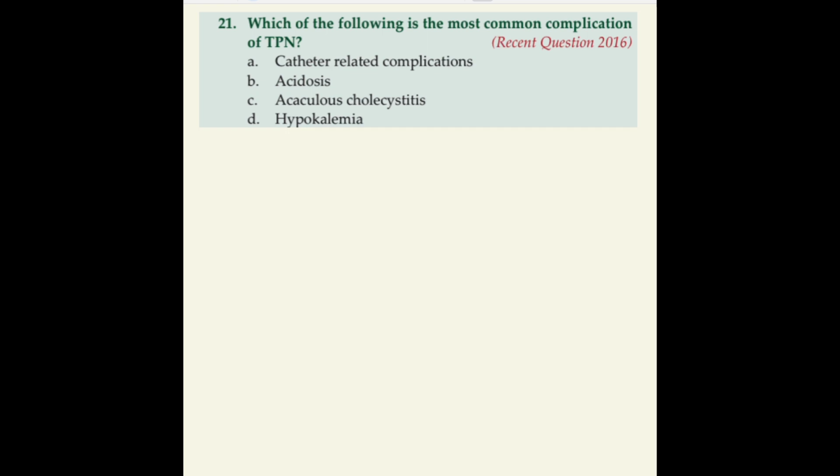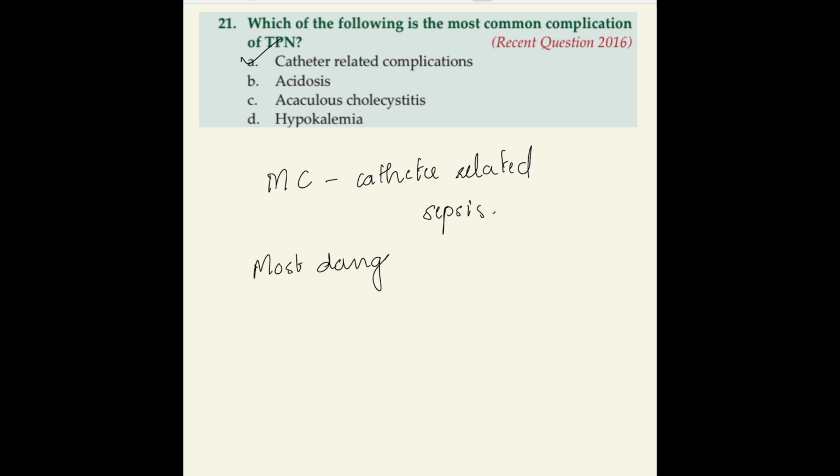Which of the following is the most common complication of TPN? Catheter-related complications, acidosis, acalculous cholecystitis, hypokalemia. The most common is catheter-related sepsis. This is the most common complication. What is the most dangerous complication? Yes, it is a pneumothorax. So the answer to this question is catheter-related complications.